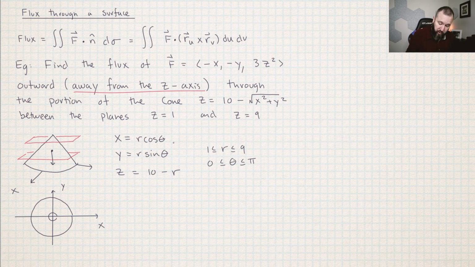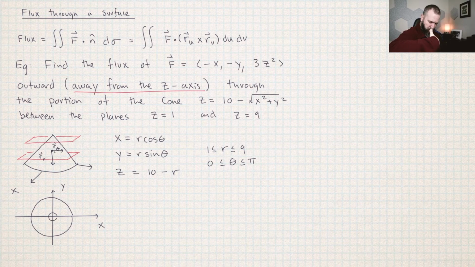Now which direction do I need to move in order to cause theta to increase? Theta opens from the x-axis towards the y-axis, so theta opens in that direction right there. So that means this way right here is r sub theta. So there's r sub r, and there's r sub theta right there.